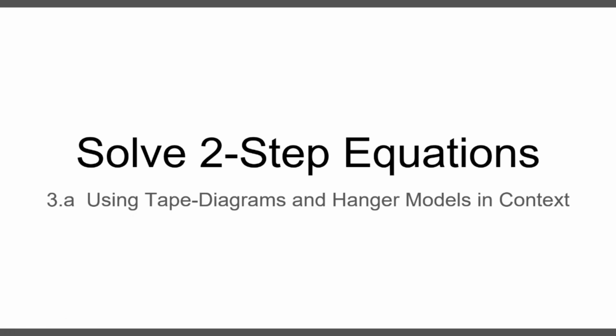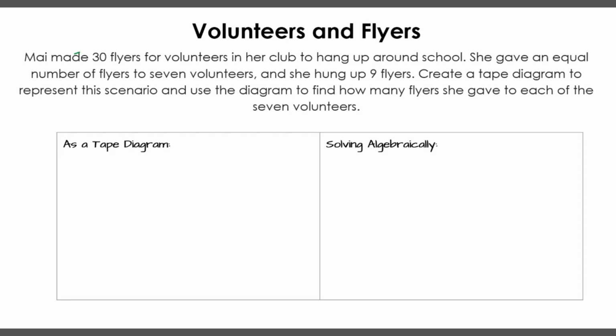We're going to be looking at solving two-step equations using tape diagrams and hanger models in context. This is a little bit different than your teachers and older adults probably learned. They just learned it algebraically. However, this helps those that are trying to understand it concretely and conceptually. So hopefully it'll make more sense.